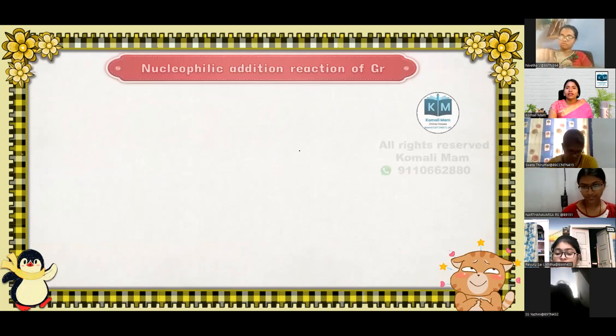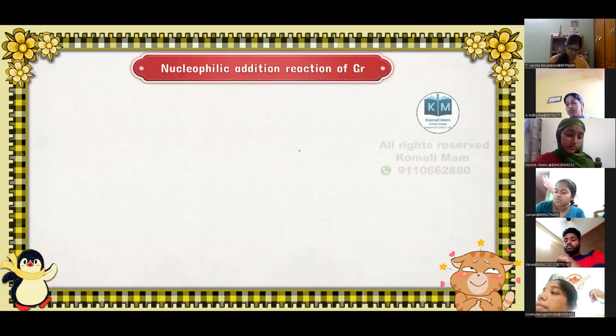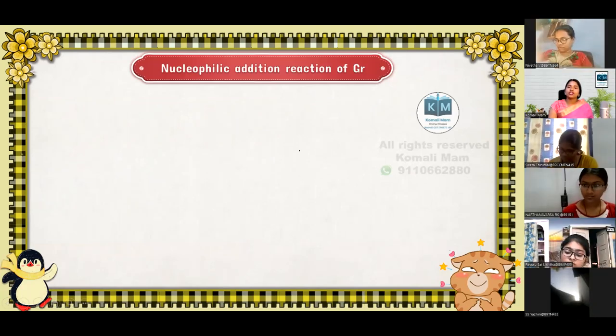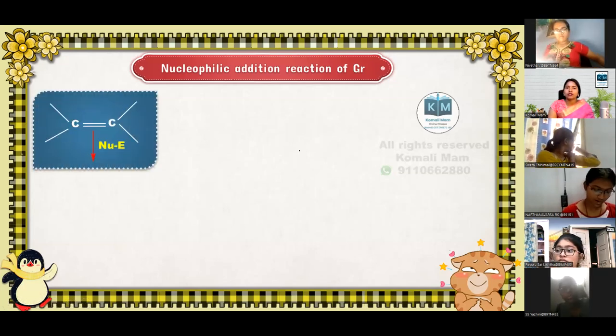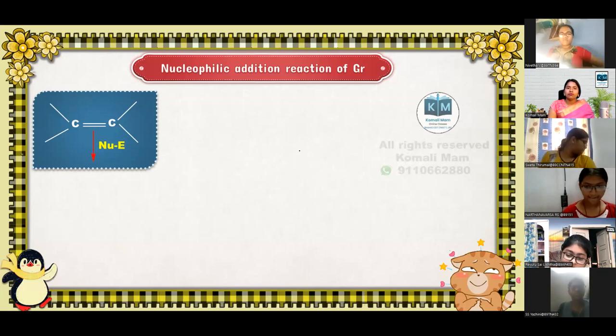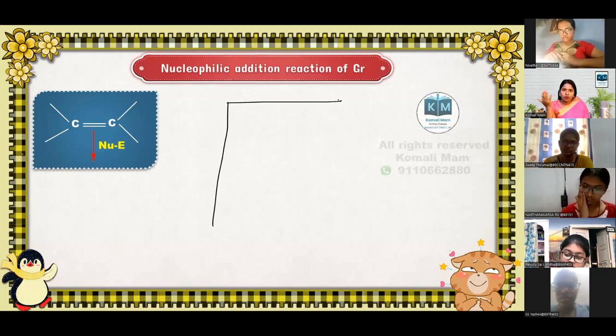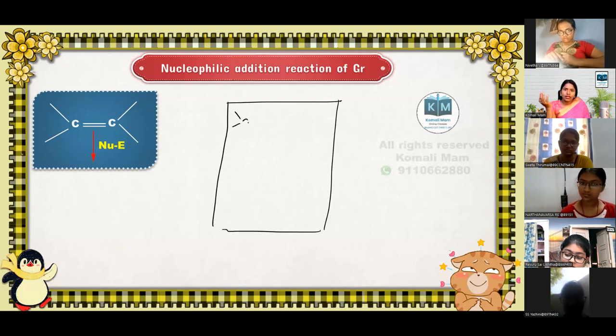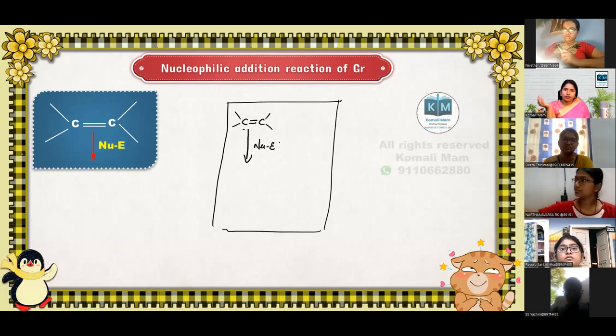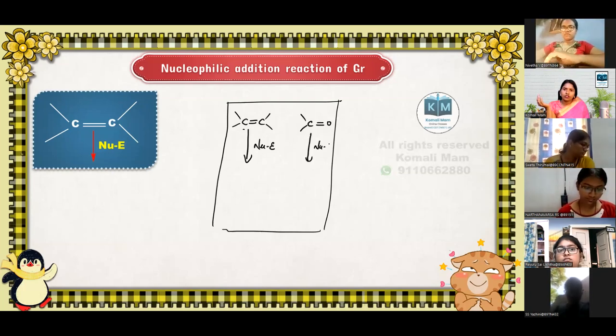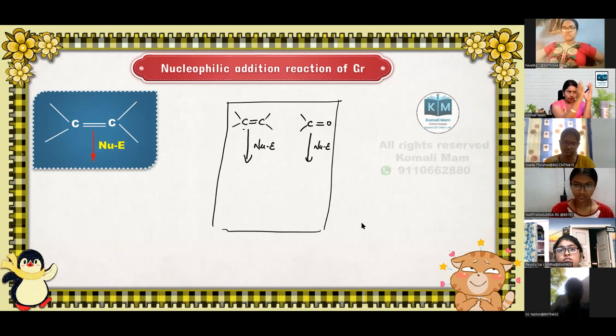Keep the heading: Nucleophilic addition reaction. Till now you learned acid-base reactions of Grignard reagent. Now write this reaction. Suppose this is your book page. You write alkene on one side, with nucleophile and electrophile. On the other side you write C double bond O, with nucleophile and electrophile. Like this you write two.